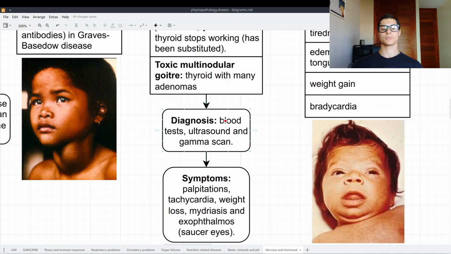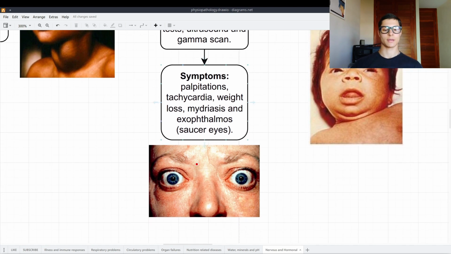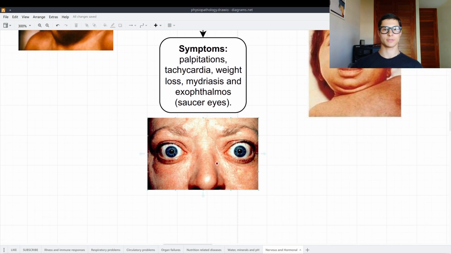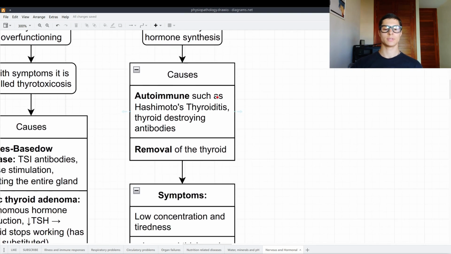The diagnosis is using blood tests, ultrasound and gamma scan. The symptoms: palpitations, tachycardia, weight loss, mydriasis and exophthalmos, the saucer eyes, typical in the Graves-Basedow disease. And then we have the hypothyroidism, which is decreased thyroid hormone synthesis. Causes: autoimmune, such as the Hashimoto's thyroiditis or the thyroid-destroying antibodies, or a removal of the thyroid.